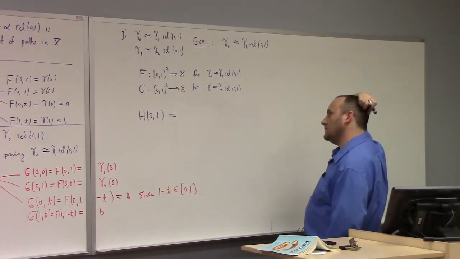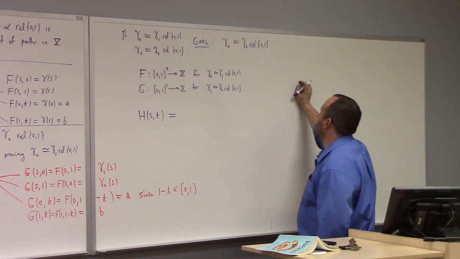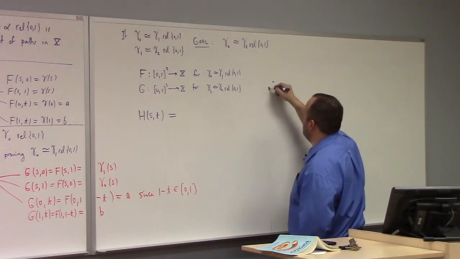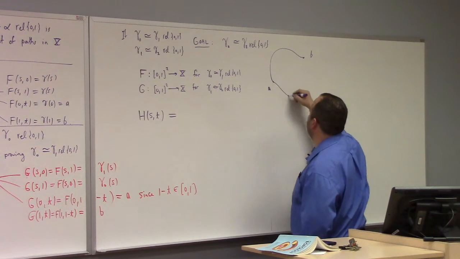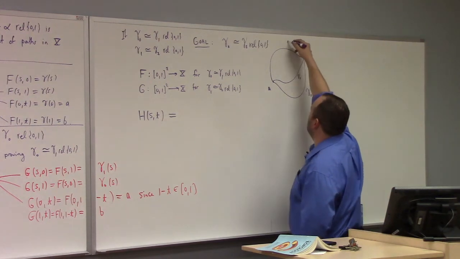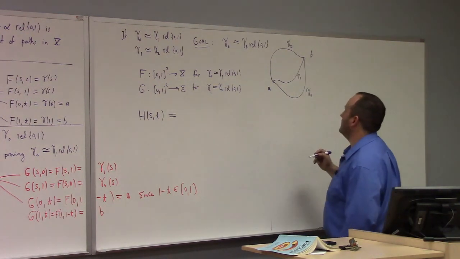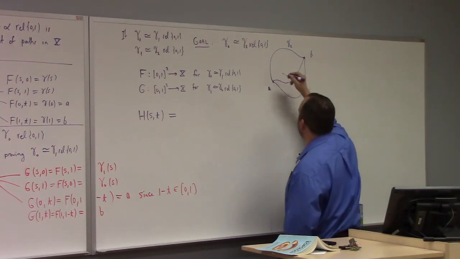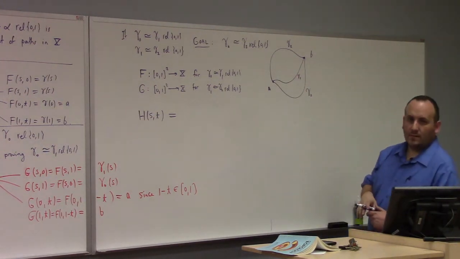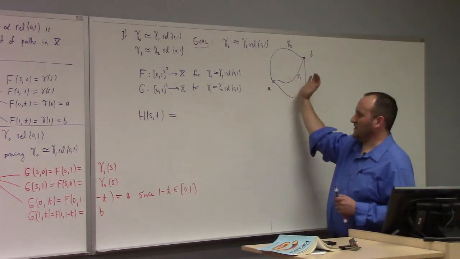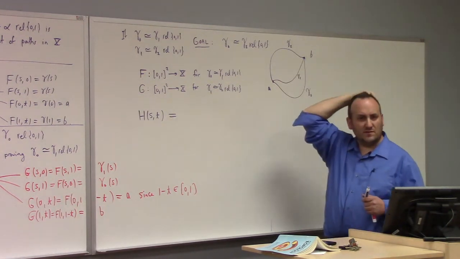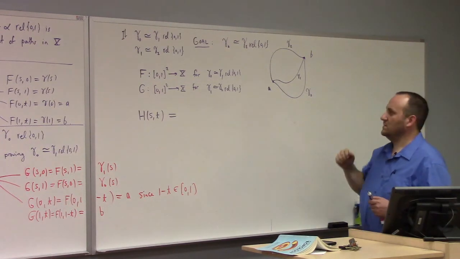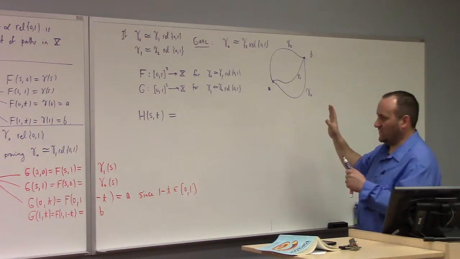So, I guess, here's a picture: A, B, and so here's my gamma 0, gamma 1, gamma 2, right? We can somehow get from gamma 0 to deform to gamma 1 by F, and then we can deform from gamma 1 to gamma 2 by G, for H, right?